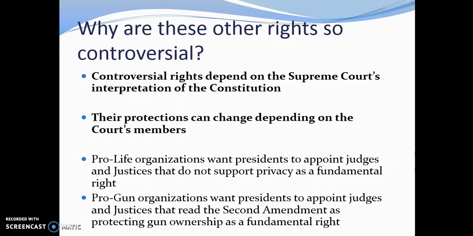And then the pro-gun organizations, they want presidents to appoint judges and justices that read the Second Amendment as protecting gun ownership as a fundamental right. So the NRA definitely would support presidents appointing judges and justices that acknowledge that the Second Amendment does guarantee an individual right to own a firearm. That it's not some sort of separate thing relating to a definition of militia.